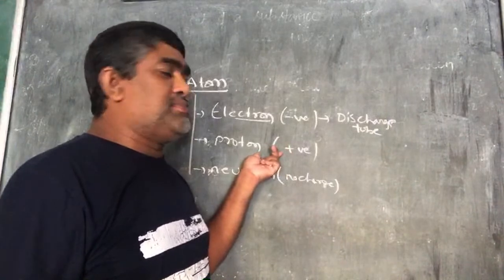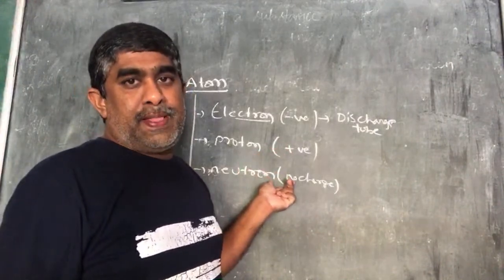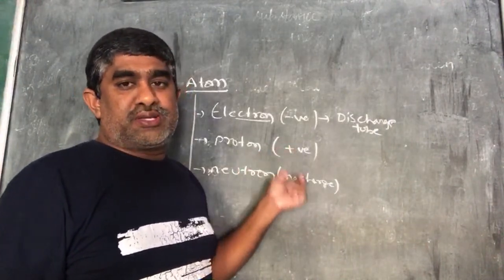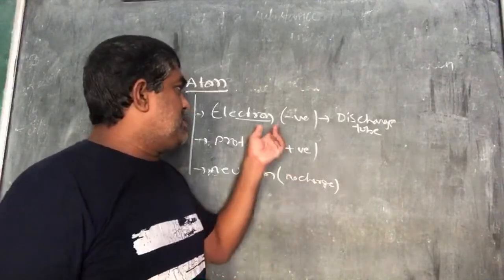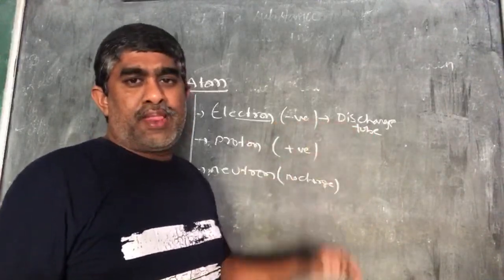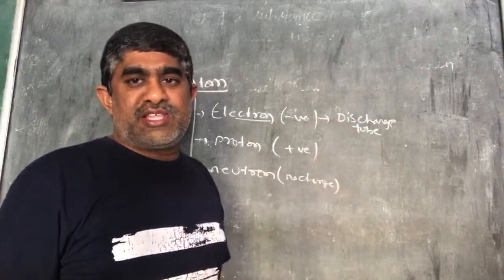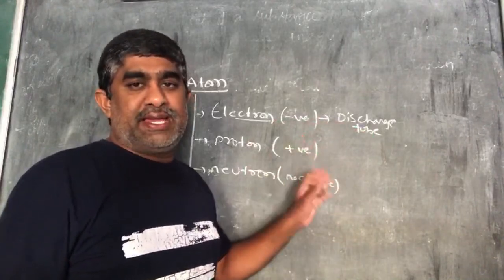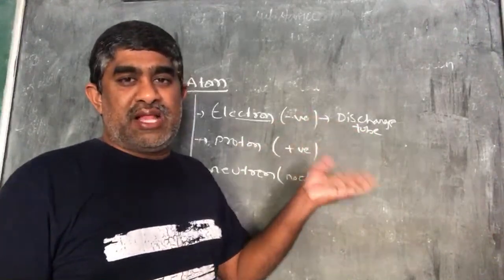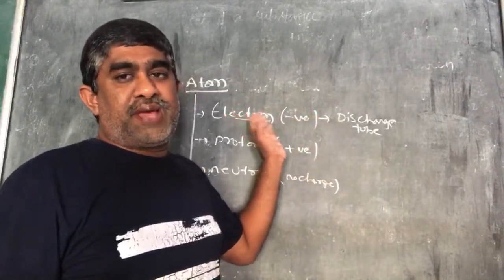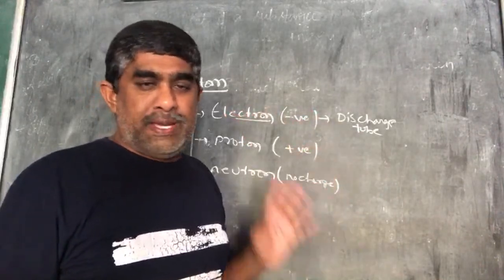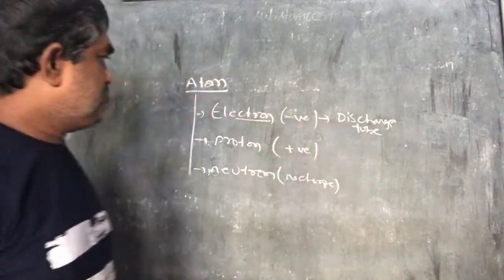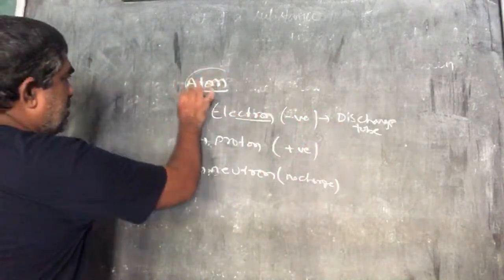The proton and neutron were discovered in the same way, and we'll discuss those discoveries later. We already discussed the electron. As you read your textbook, you will get an idea. They are generated from the cathode, and these are generated from the anode. So we are clear about the atom.